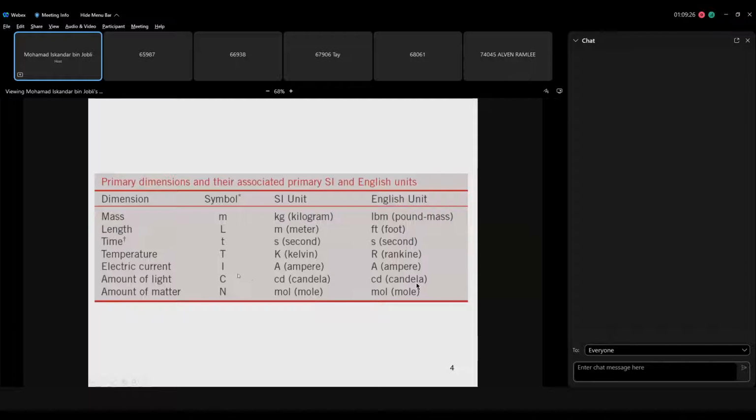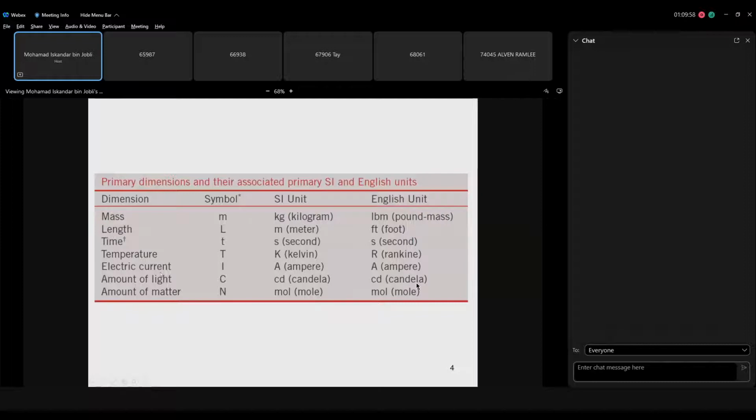To be telling you the truth, I think most of the questions in your case, fellas, will just comprise these four primary dimensions. Most of the questions, to be honest. I'm not saying your test, but I want you to give your fullest attention to the first four: mass, length, time, and temperature.